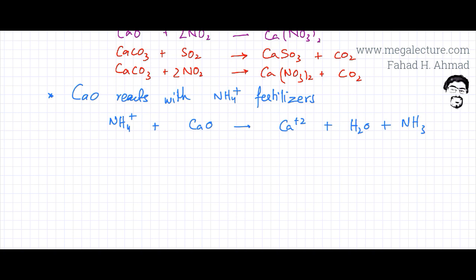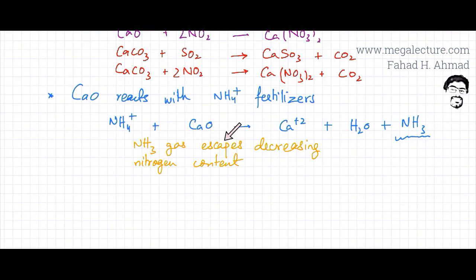The problem with this is that the NH3 is a gas, so it would be removed from the soil, and plants need nitrogen. All the nitrogen is going to escape. So NH3 gas escapes and it decreases nitrogen content, and plants need nitrogen for growth.